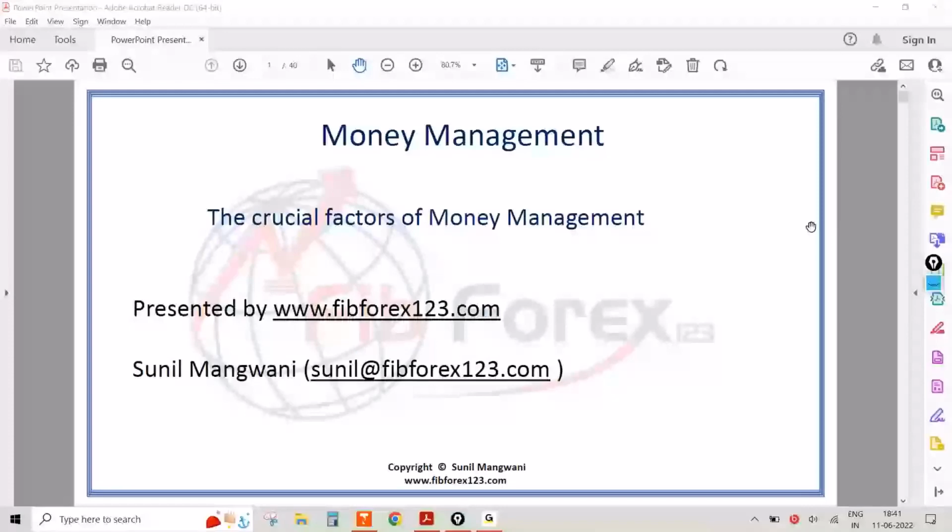And today we're going to talk about the crucial factors of money management. Today is theory, as what I would call. There are no charts, so I'm not going to go over the charts too much like we did last time. The important factors of risk management, very important to trading and something which every trader must know. So let's go right ahead.